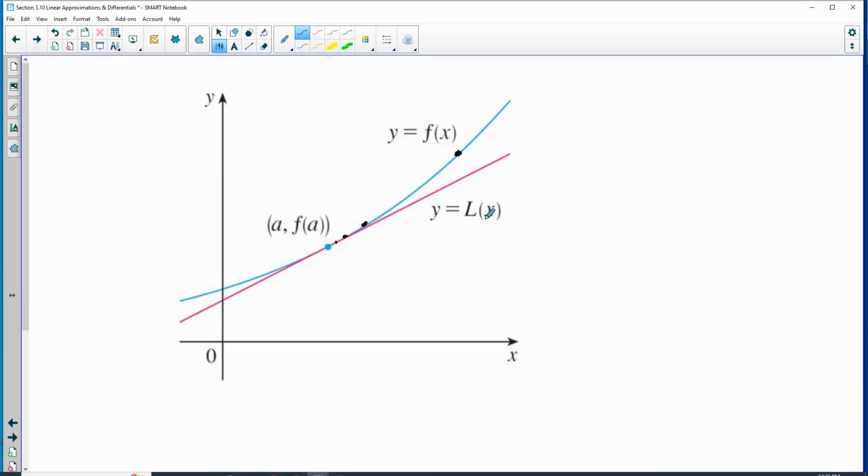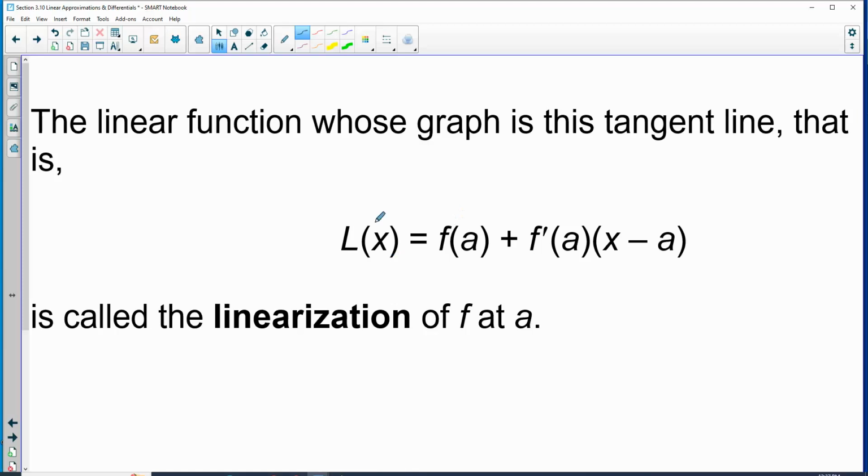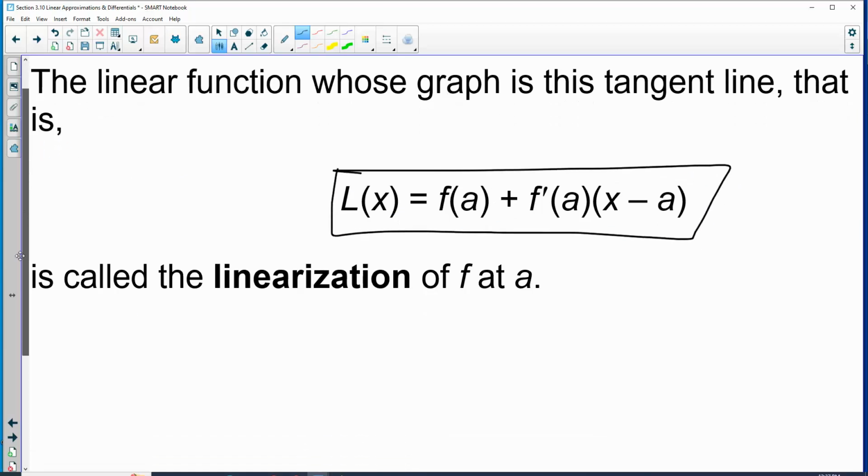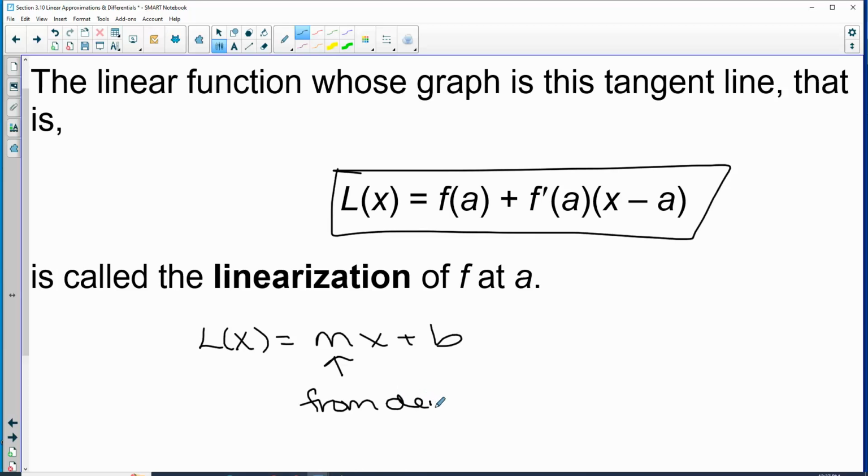Is the tangent line the pink one? So we know how to write the equation of a line, y equals mx plus b. If you're looking in your book, it gives this formula, and it tells you L is your linearization. To me, that just looks confusing, so let's think of it more simply. Instead of y, we will use the L notation for linearization, L of x, or y equals mx plus b. M, the slope, is going to be from the derivative. So we're just going to write our typical equation of a line, but instead of y, we will use L of x.